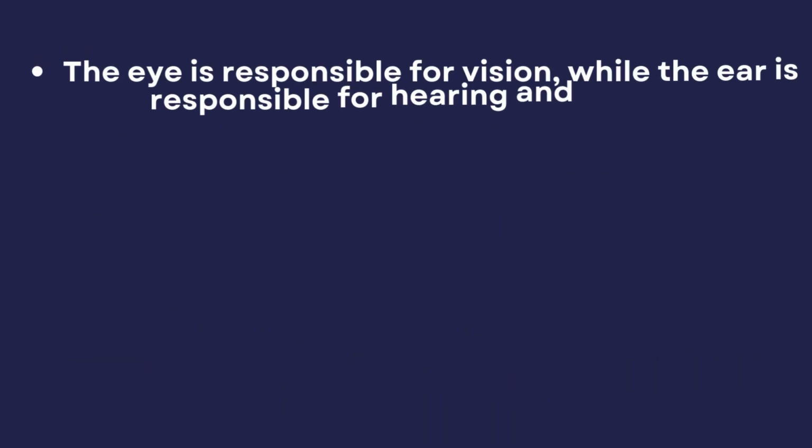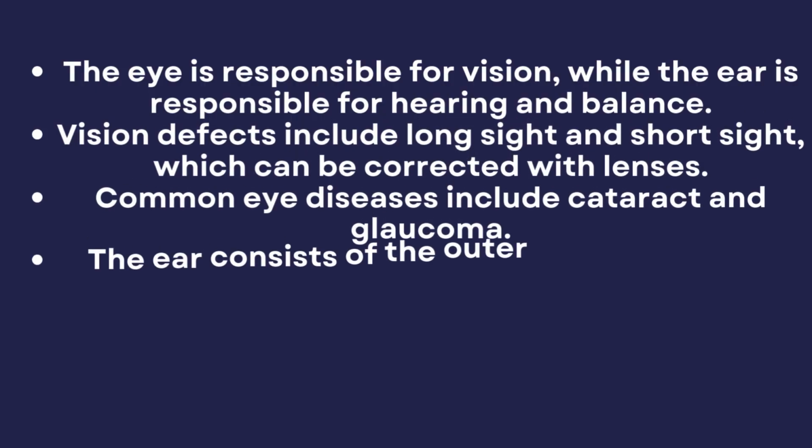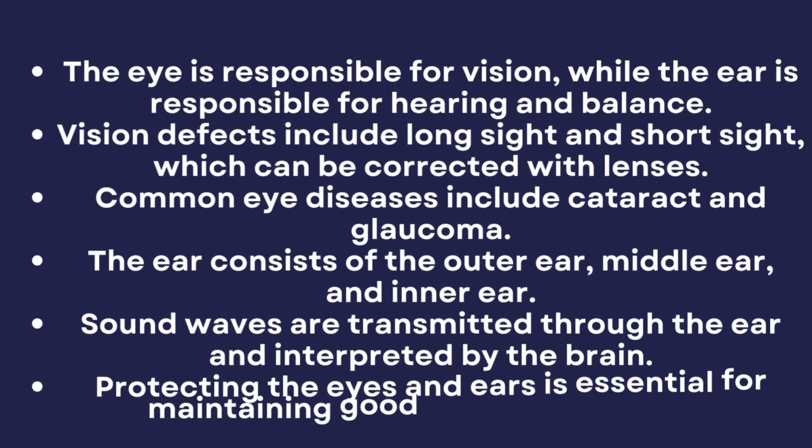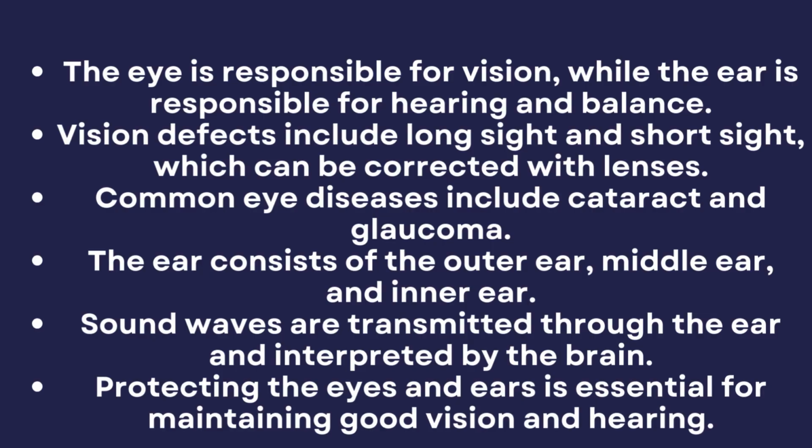Summary: the eye is responsible for vision, while the ear is responsible for hearing and balance. Vision defects include long sight and short sight, which can be corrected with lenses. Common eye diseases include cataract and glaucoma. The ear consists of the outer ear, middle ear, and inner ear. Sound waves are transmitted through the ear and interpreted by the brain. Protecting the eyes and ears is essential for maintaining good vision and hearing.